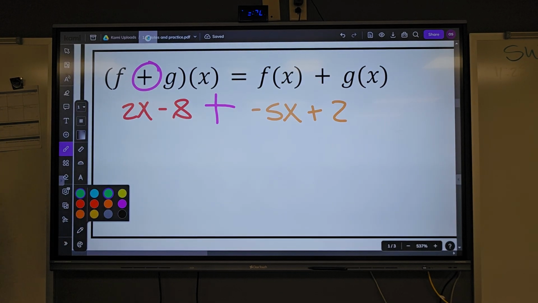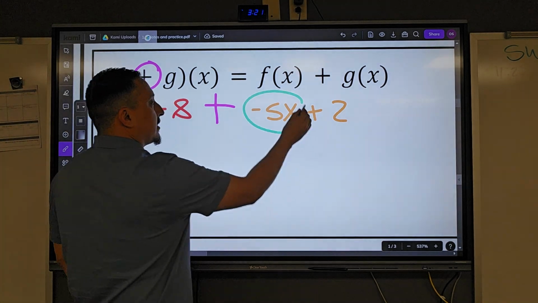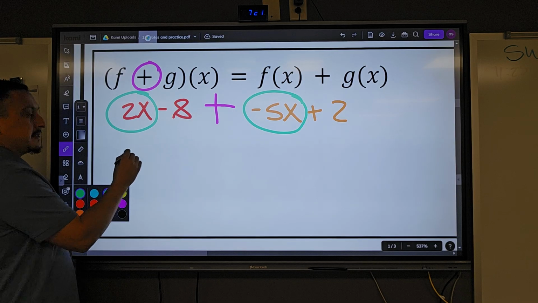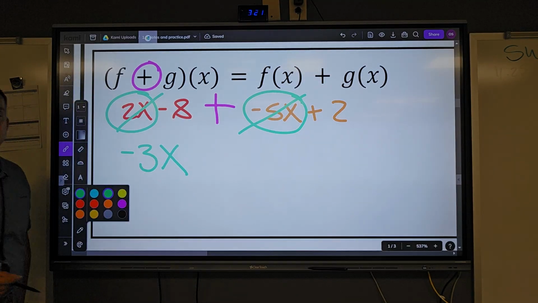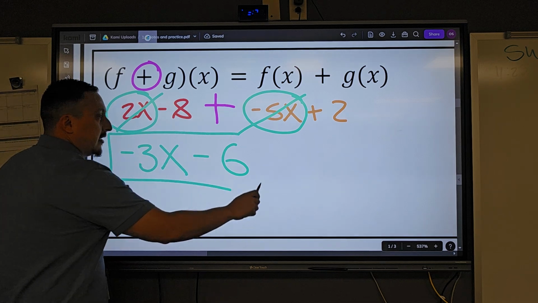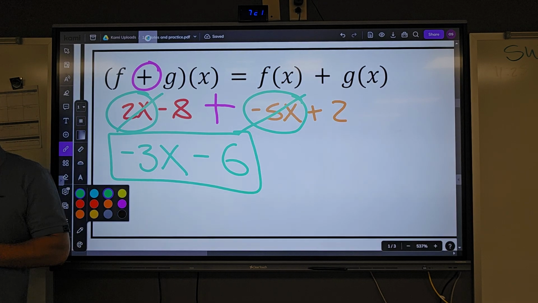After that, you just combine like terms. So X goes with X. And so if I add those numbers, those add to negative 3x. And if I add negative 8 and 2, that gives you negative 6. And that's your answer. Just combining like terms. So that's how you add two functions. Any question on that one, guys?